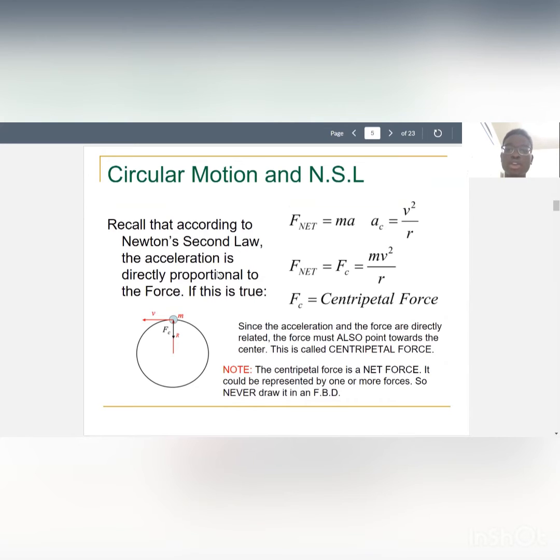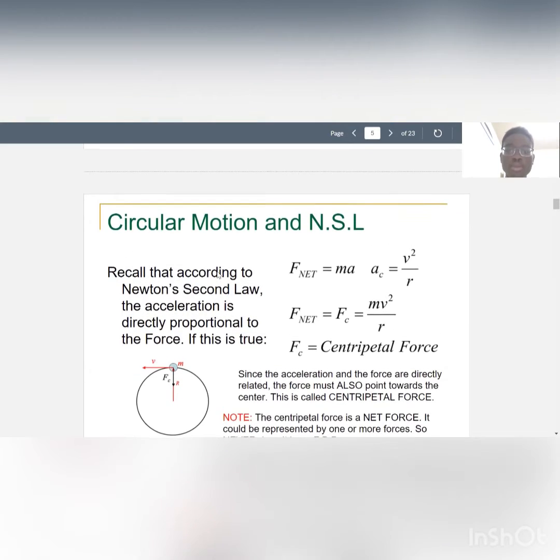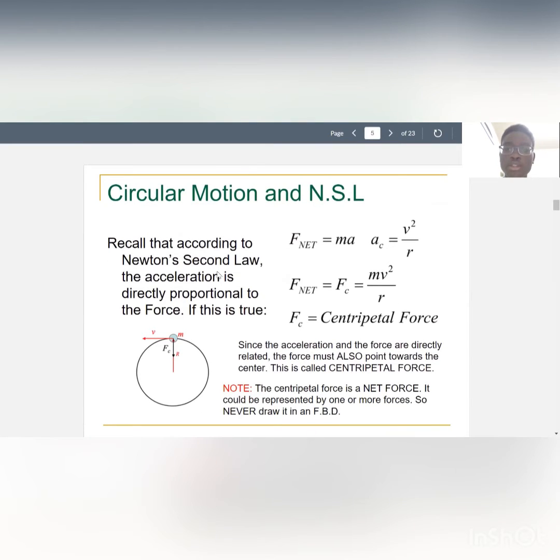So I said earlier that the acceleration is pointed towards the center of the circle. And so whatever's pointed towards the center of the circle is the net force. And so acceleration is equal to the net force, and the formula for acceleration is velocity squared over the radius. And so since the acceleration is the net force, you can say that the net force is equal to the acceleration.